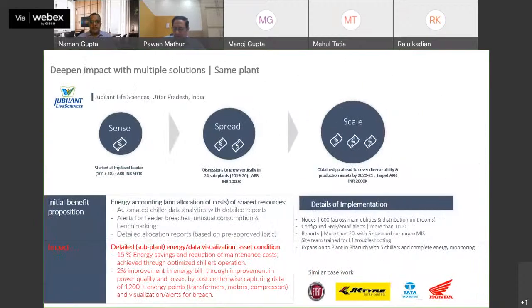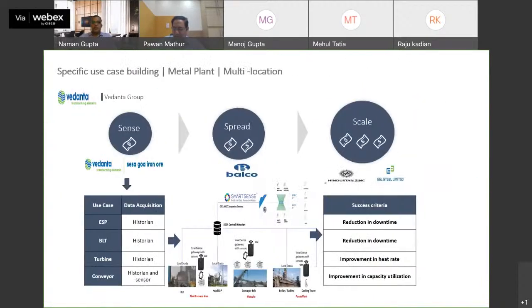Moving on, I would just like to start with this case study which we have implemented for a CPP in Goa. We started this project 6 months back, and we had four equipments, I can say: ESP, electrostatic precipitator, BLT, bell-less top, turbine, as well as conveyor. The data acquisition for all of this happened through a historian. So we integrated Smartsense to a historian.